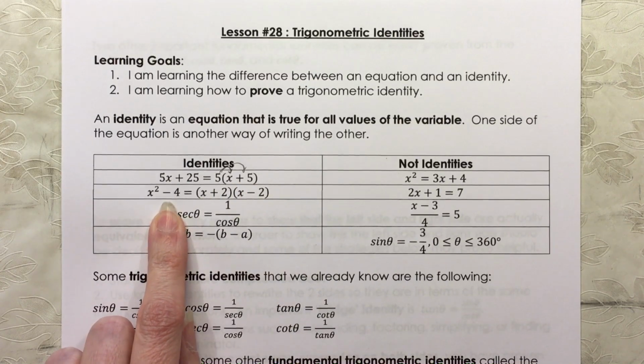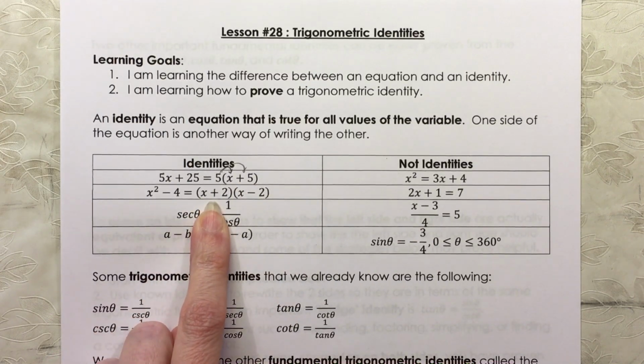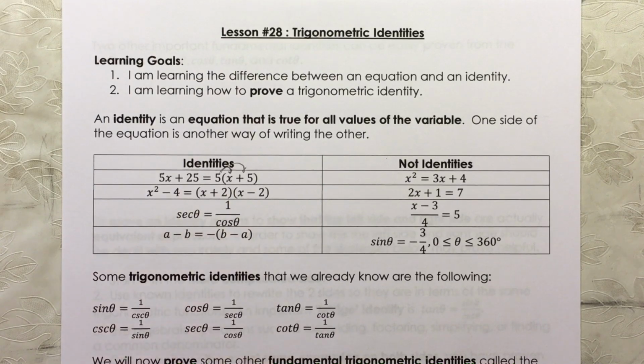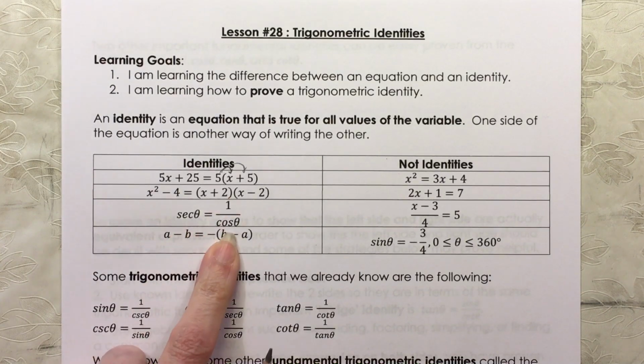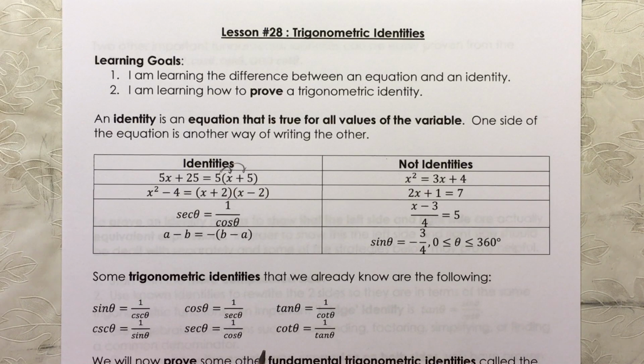Same with x squared minus 4. Factoring it to get x plus 2 times x minus 2. Both sides are equal. They're just another way of writing it. Secant theta is the reciprocal of cos, so they mean exactly the same thing. Secant is 1 over cos theta. And then here's an identity that we used when we were simplifying rational expressions. A minus b is equal to negative b minus a.